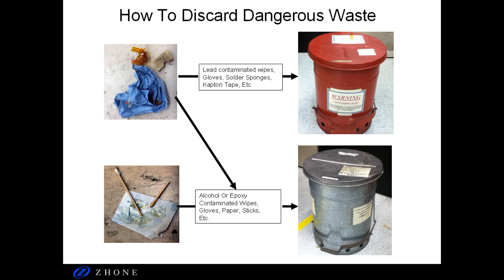Some of the waste generated at Zones is dangerous and must be discarded in the proper way. Many items such as wipes, gloves, soldering sponges, and Kapton tape become contaminated with lead. Any items contaminated with lead must be discarded in the red disposal container. When items become contaminated with either alcohol or epoxy, the silver disposal container must be used. Items like empty epoxy tubes or cartridges also must be cured in the silver disposal containers.